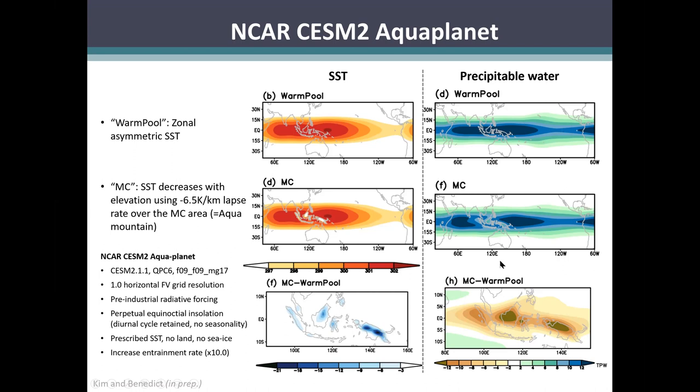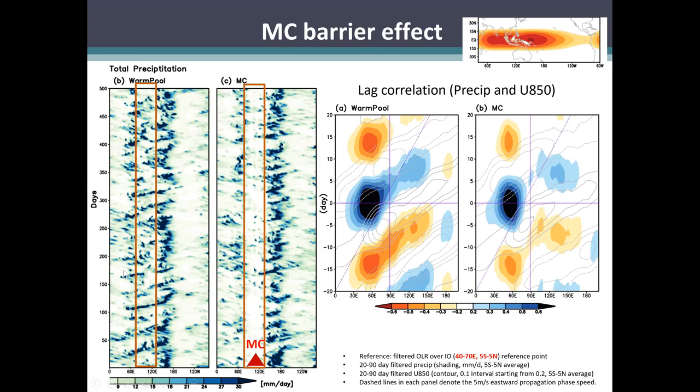The right-hand side is the precipitable water. You can see it's much drier, and the convection is suppressed because of the cold water. Here this shows the total precipitation averaged over 5 degrees south and north, from just one 500-day simulation. In the warm pool, the red box represents the Maritime Continent area, and the simulation has some eastward propagating tropical waves. But in the Maritime Continent barrier simulation, the convection activity is very limited and not very strong.